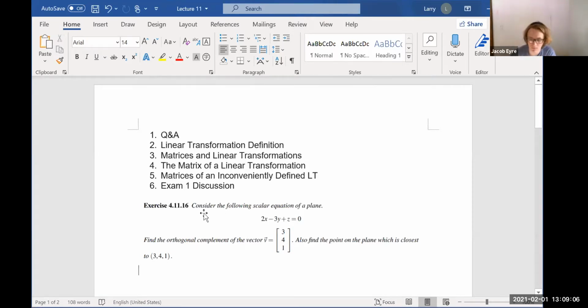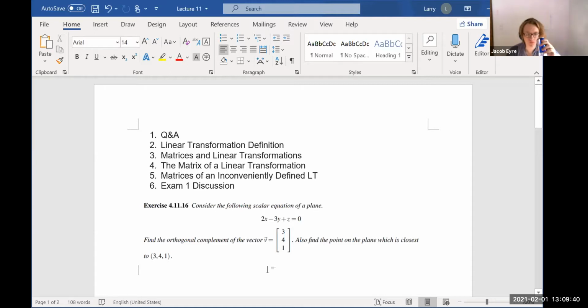Okay, so it says consider the following scalar equation of the plane: 2x minus 3y plus z equals 0. Find the orthogonal complement of the vector v equals (3, 4, 1). And notice that if you plug in 3, 4, 1, you get 6 minus 12 plus 1, which is not 0. So it's not on the plane. If it's on the plane, there's all kinds of weird things going on. So there will be an orthogonal complement. Also find the point on the plane which is closest to (3, 4, 1).